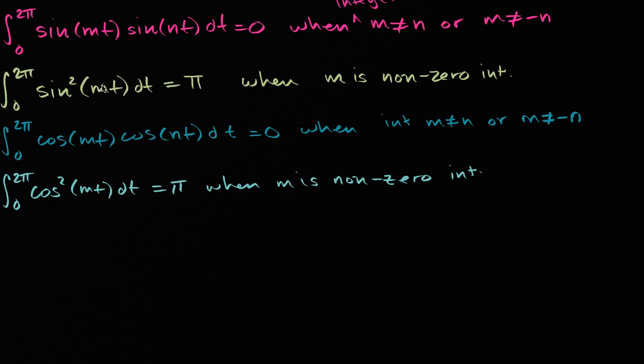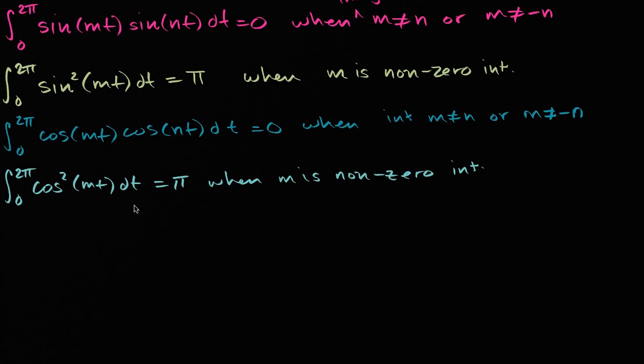Now what we want to do in this video is do the same thing that we did in the last video, but now do it for cosines. The product of two cosines where m and n are different integers, or they're not the negative of each other, that's going to be 0. But if they are the same integer and they are not 0, so that will boil down to cosine squared of mt, this definite integral is going to be equal to pi. And we're going to do it the same way that we did it with the sines.